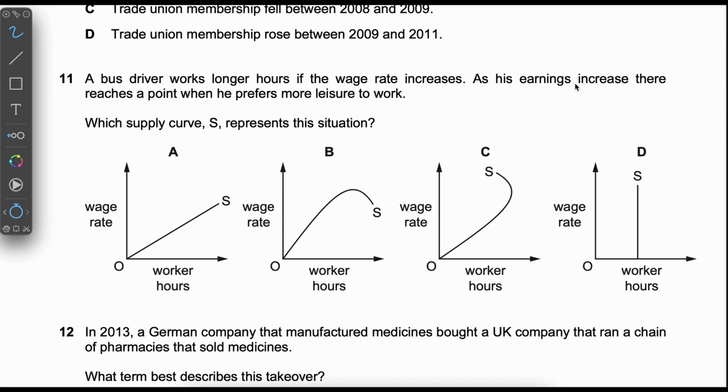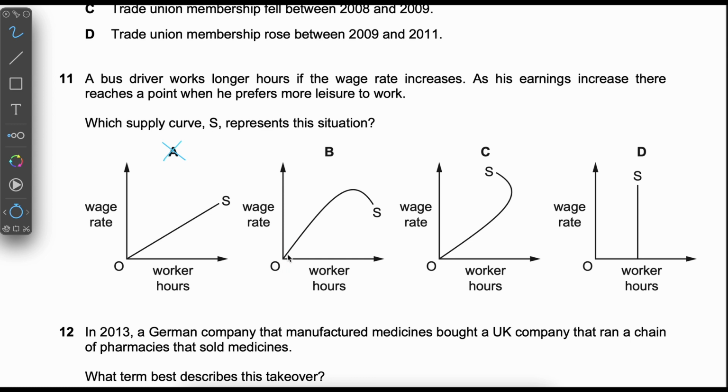There's been no indication that once he reaches a point, he works fewer hours, okay? So when the question says he prefers more leisure to work, that means his working hours decrease, okay? So it's not A because there's no indication of that.